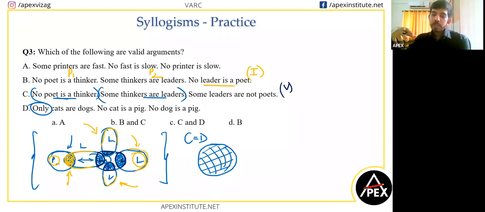See, just try to keep in your mind, if we cannot guarantee that an outcome will happen, it is invalid. Can you guarantee that no leader is a poet? No, because we just drew a diagram in which some leaders are poets, these guys. So we cannot guarantee it, and it becomes invalid. Can we guarantee that some leaders are not poets? Yes, these are the leaders in the purple color. We guaranteed it. They will never be poets because they are thinkers. Okay, so B is also okay.